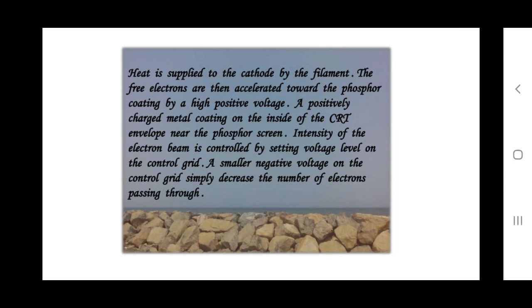In this slide, I explain that heat is supplied to the cathode by a filament. The free electrons are then accelerated towards the phosphor coating by a high positive voltage. A positively charged metal coating is on the side of the CRT envelope near the phosphor screen. The intensity of the electron beam is controlled by setting the voltage level on the control grid. A smaller negative voltage on the control grid simply decreases the number of electrons passing through it.